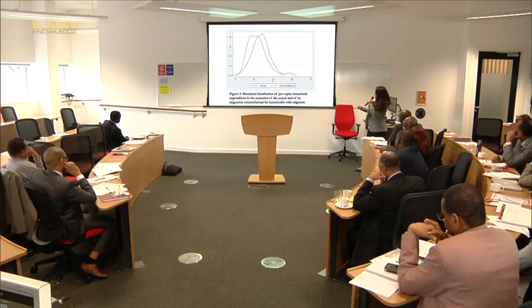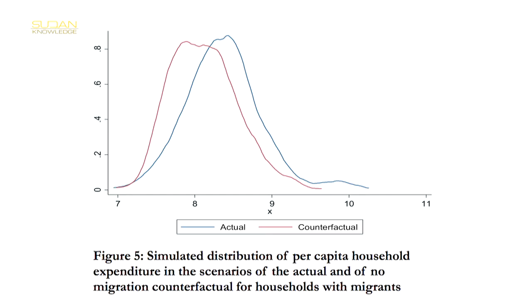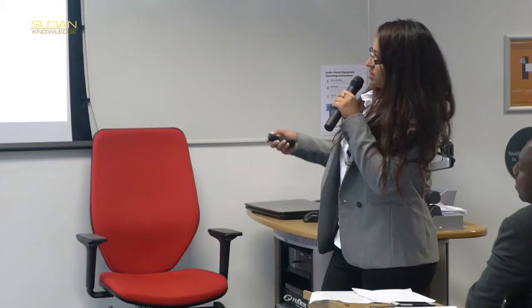And this is illustrated here. You can see here that lower income households, had households with migrants not migrated, they would have experienced 31% lower consumption expenditure, as illustrated in this graph. And you can see here that obviously it's the lower income households, this is in logs, are made worse off.